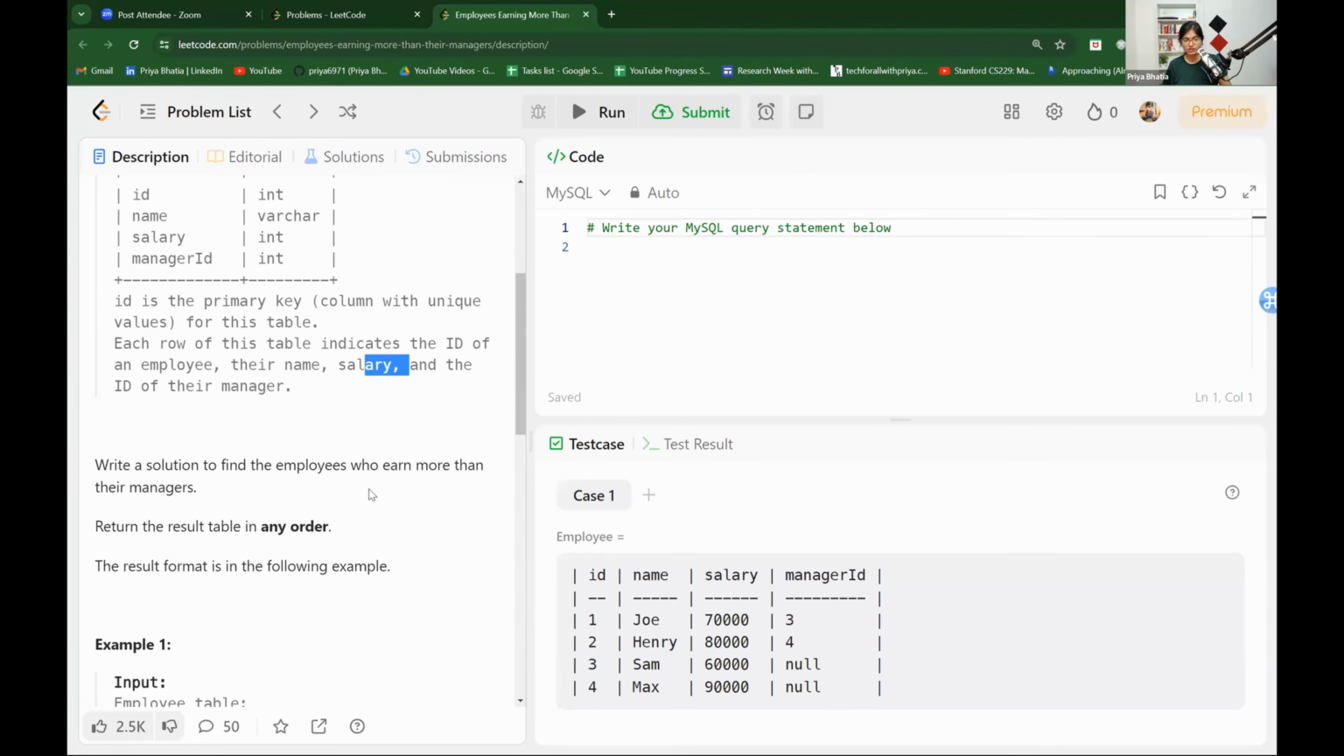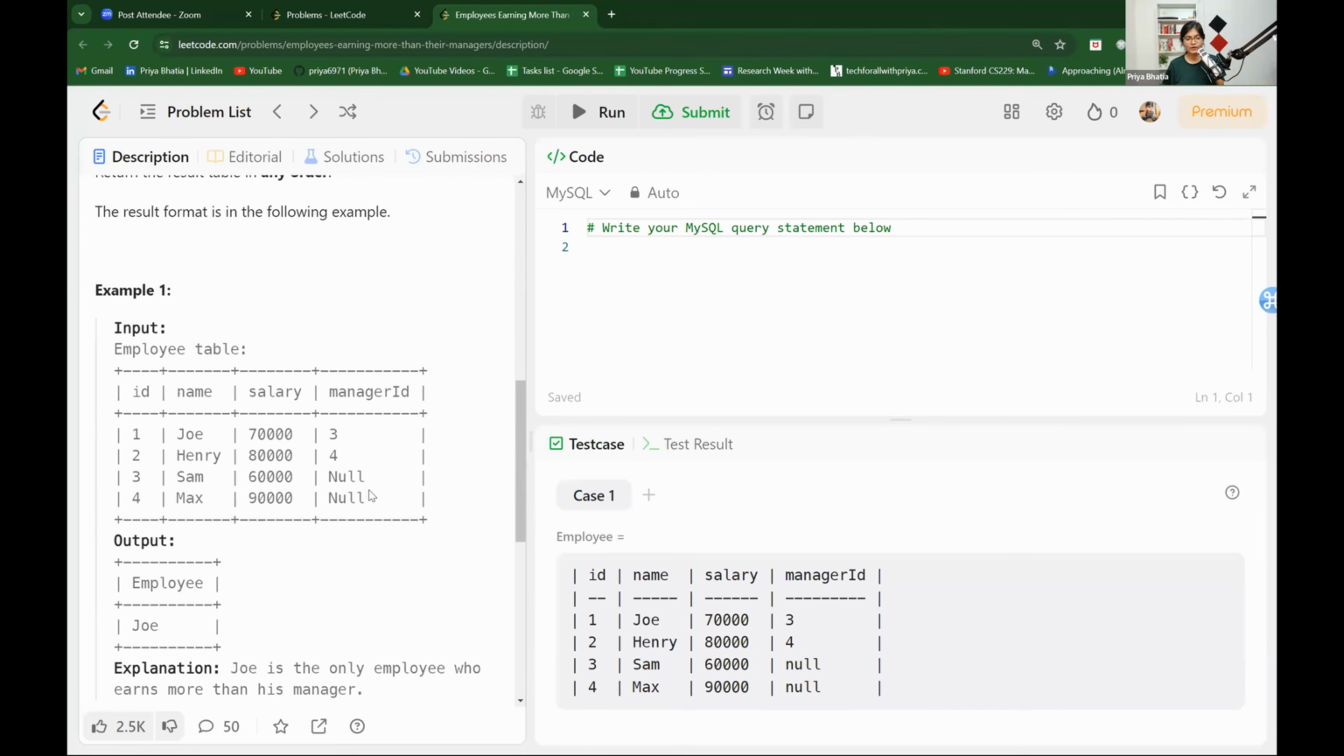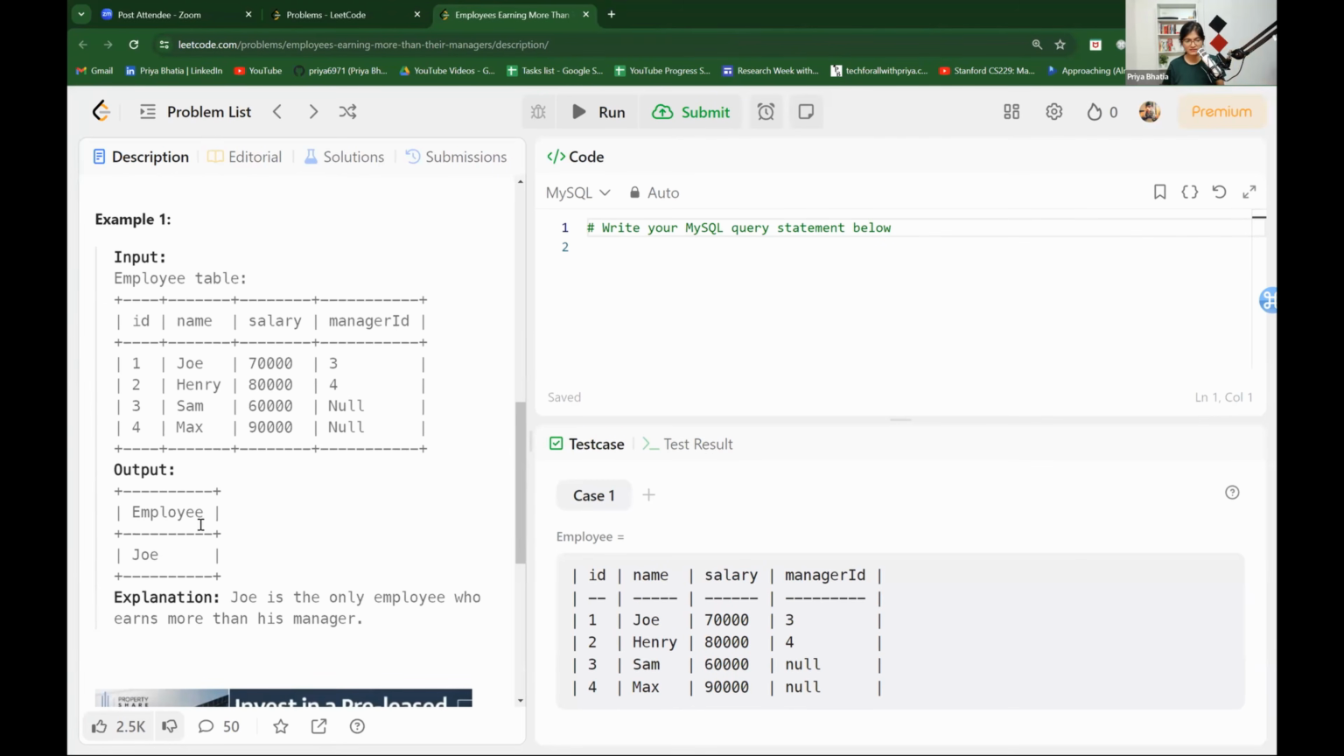Now we need to write a solution to find the employees who earn more than their managers. So how will we solve this problem? You can just refer to this particular table. We have been given 4 employee details. The names are Joe, Henry, Sam, and Max. Their salaries are 70,000 for Joe, 80,000 for Henry, 60,000 for Sam, and 90,000 for Max. Now, if you can see, Joe's manager ID is 3. It means that Joe's manager is Sam, who is earning 60,000.